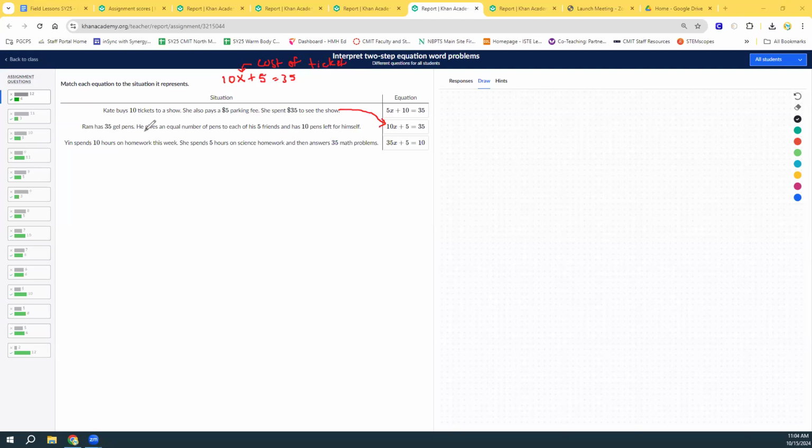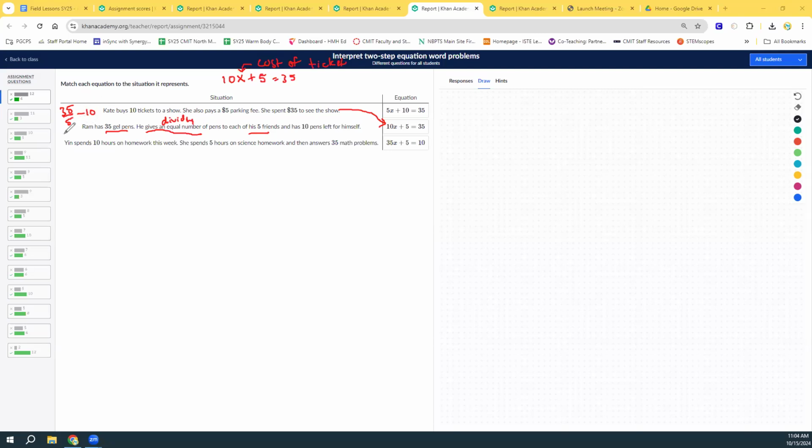Ram has 35 gel pens. He gives an equal number, oh, gives an equal number. That means he's dividing, unless it's just one person, to each of his 5 friends. Oh man, Ram, that's a textbook division problem there. 35 divided by 5. And he left 10 pens for himself.